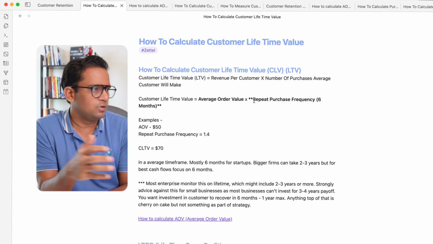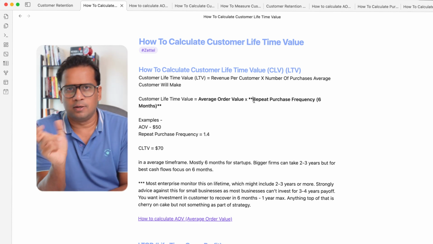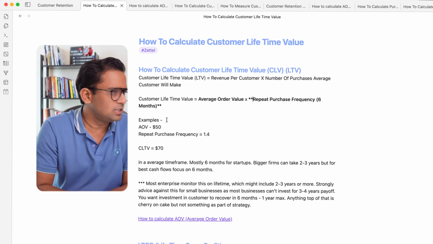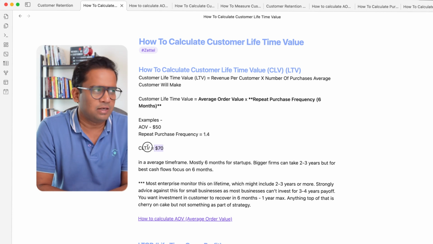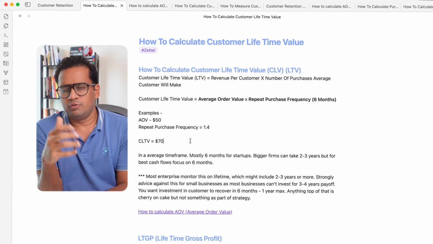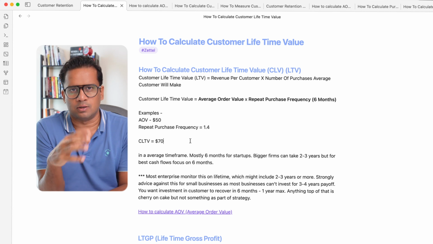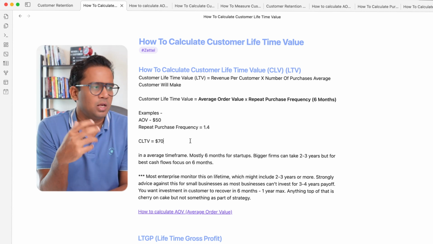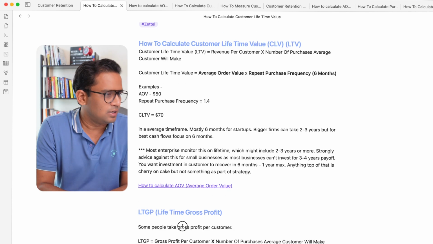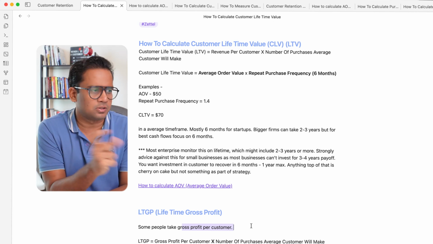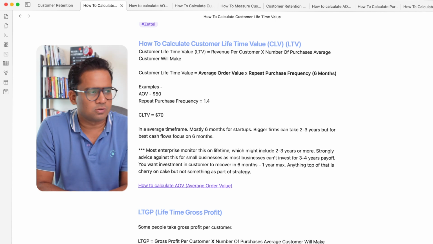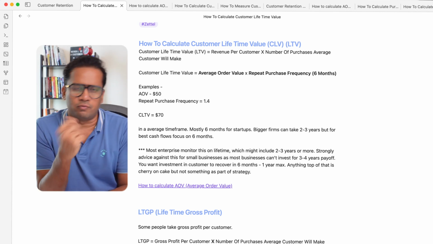Now if your average order value is $50, and repeat purchase frequency is 1.4, then your customer lifetime value is $70. And this is mainly for e-commerce. But if your COGS is very high, then some brands typically calculate on profit. They calculate how much it took, minus COGS plus shipping costs. So you calculate LTV minus CAC minus COGS minus shipping costs. That's the total profit from a customer.